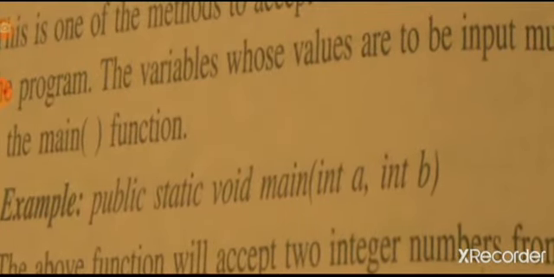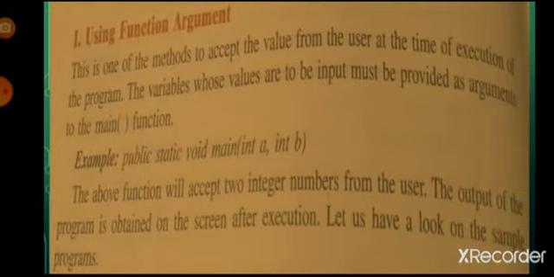Here you can see the syntax: public static void main, and in brackets we write the two integer values as parameters. So int a, int b. That means this method wants to accept two integer values. So we have to create this method to accept two integer values from the user. The above function will accept two integer numbers from the user. The output of the program is obtained on the screen after execution.